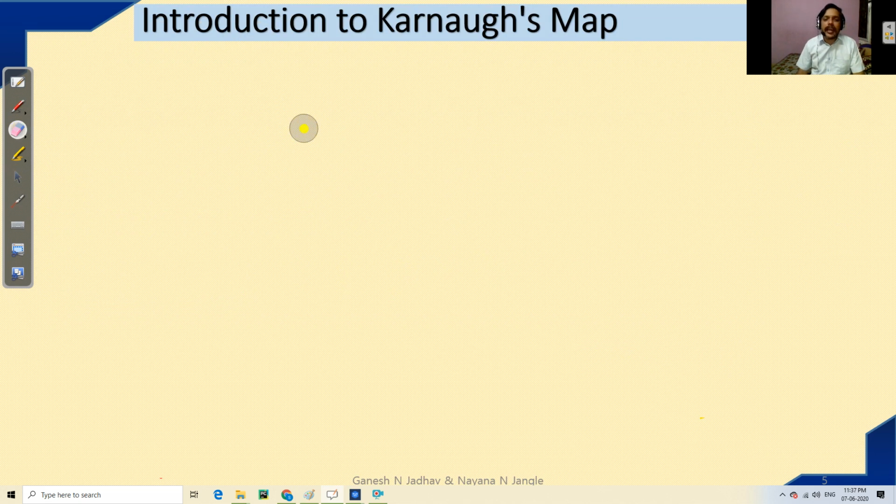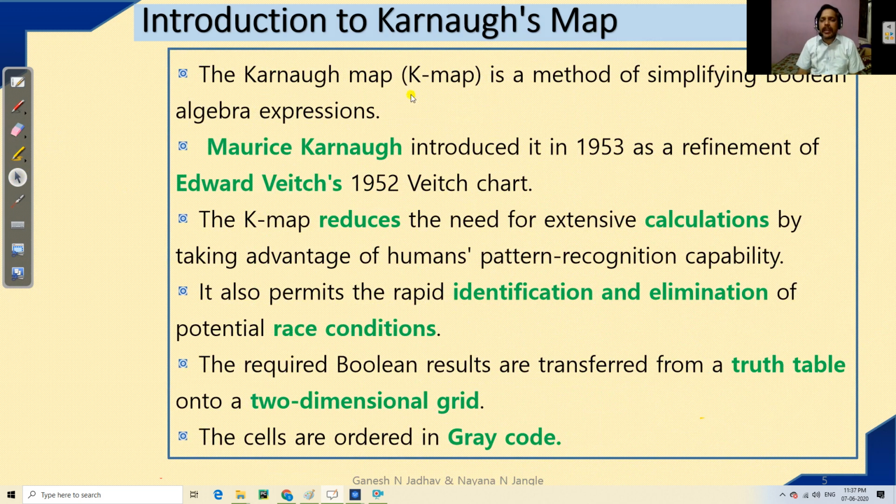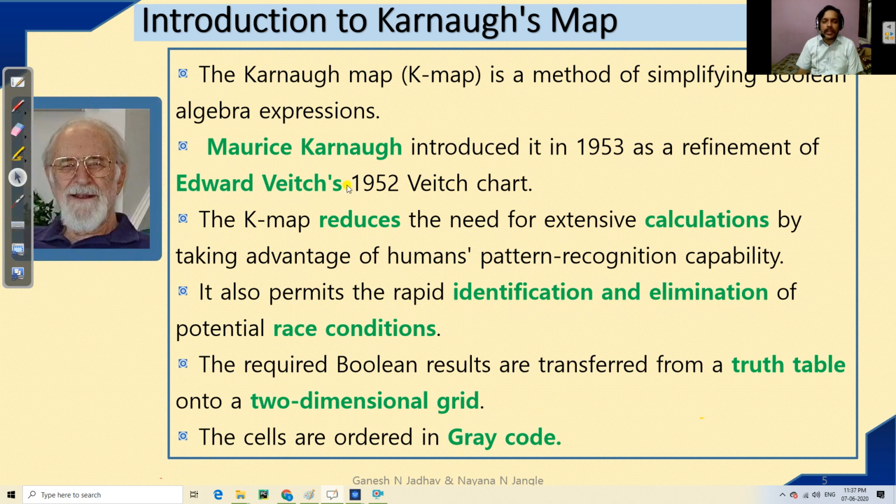Okay, so let's understand what the K-map technique is. The K-map technique is a method of simplifying Boolean algebraic expressions. It is also known as the Karnaugh map. Maurice Karnaugh introduced it in 1953 as a refinement of the Veitch chart. The K-map reduces extensive calculations. It uses human pattern recognition, just like AI, helps in elimination of race around condition, and uses a two-dimensional grid. It uses the truth table, writing it in terms of two-dimensional grids with corresponding gray codes. It was Mr. Karnaugh who introduced this K-map technique.